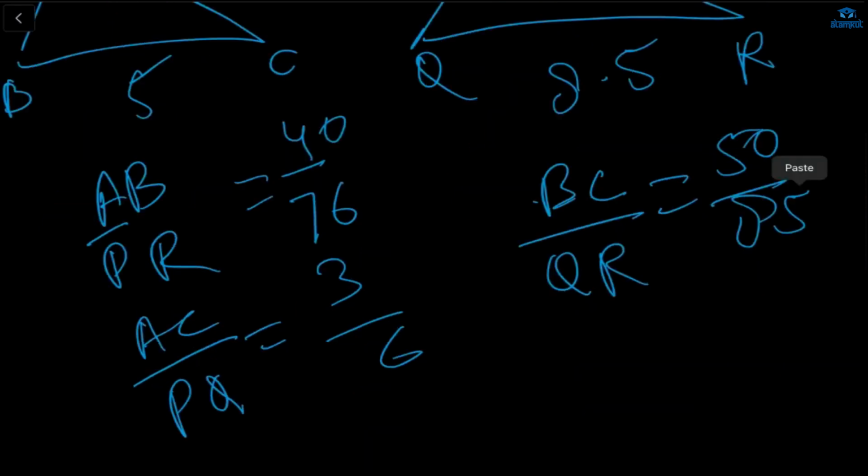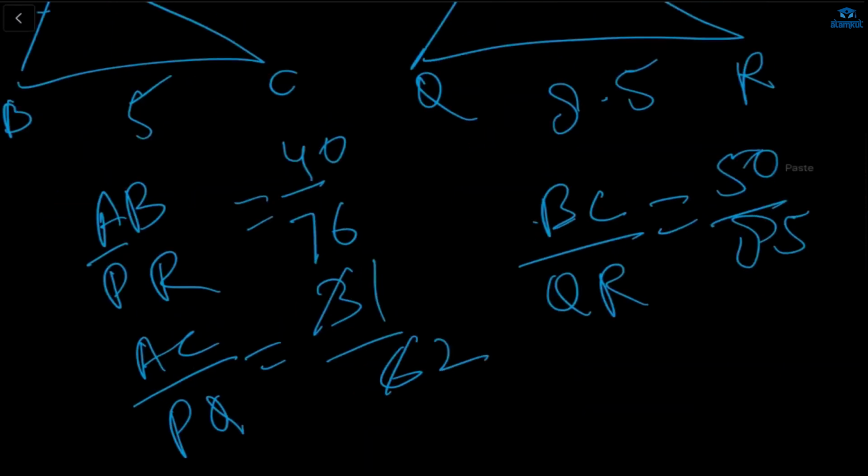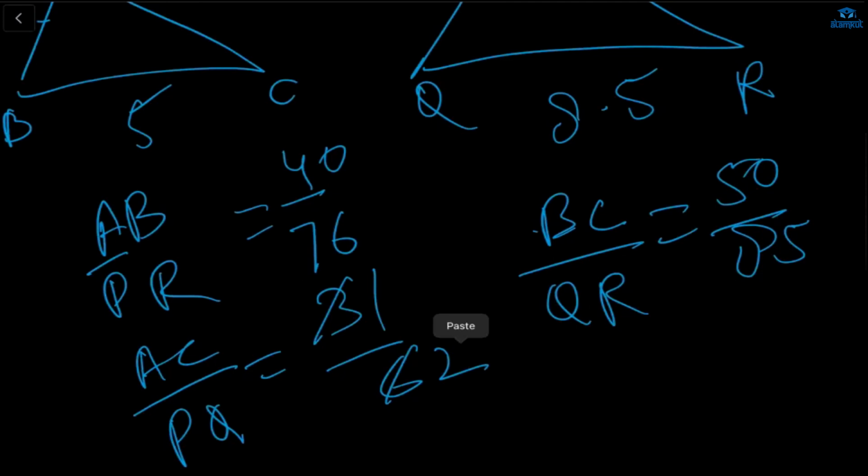Okay, so this will give you 1 by 2. Okay, but these two are not going to give you 1 by 2. That means these two triangles are not similar. Okay, similarly, you can check for second and third also, whether they are similar or not.